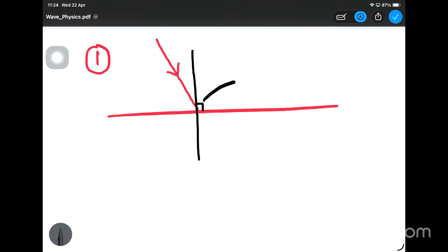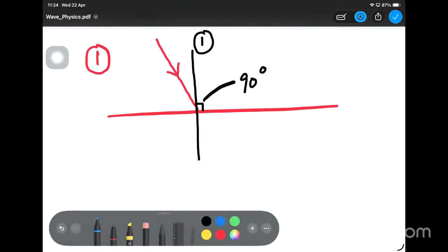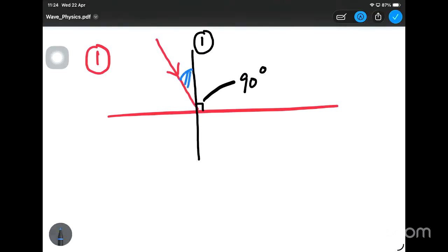So this symbol means perpendicular, 90 degrees, right? So this is going to be the normal. That is our first step. You need to draw the normal. Afterwards, you are going to measure this angle. This is going to be the I angle. Then you are going to measure the R angle. So this is going to be the R angle, and you're going to draw it like this.